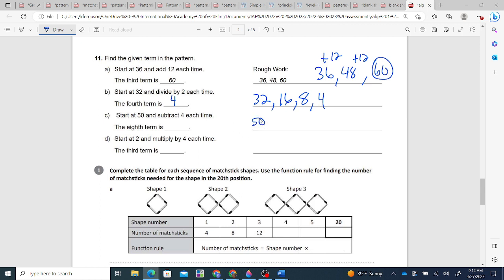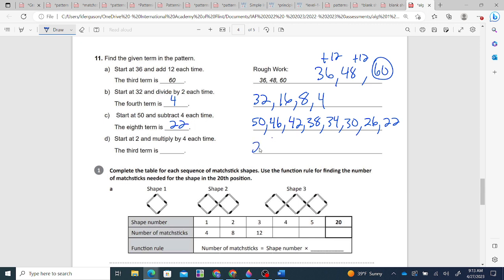Next I got 50. Start at 50 and subtract 4 each time. So 50 minus 4, 46. 46 minus 4, 42. 42 minus 4, minus 4, minus 4, minus 4, and then minus 4. 1, 2, 3, 4, 5, 6, 7, 8. So 8 is 22.